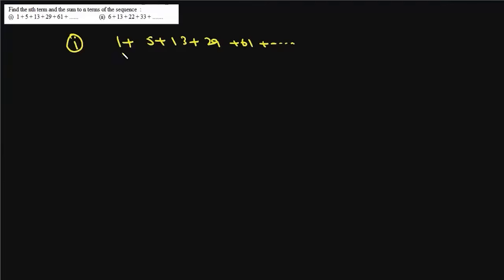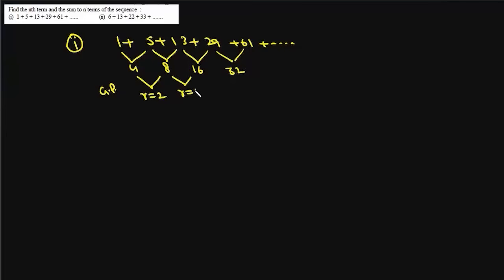Now here we are given two questions, and for these two questions we have to find their nth term and sum of n terms. Now this first question is, we have the series 1 plus 5 plus 13 plus 29 plus 61 up to n terms. Now here difference is 4, 8, 16, 32, which is a GP. So this difference is in GP with common ratio 2.